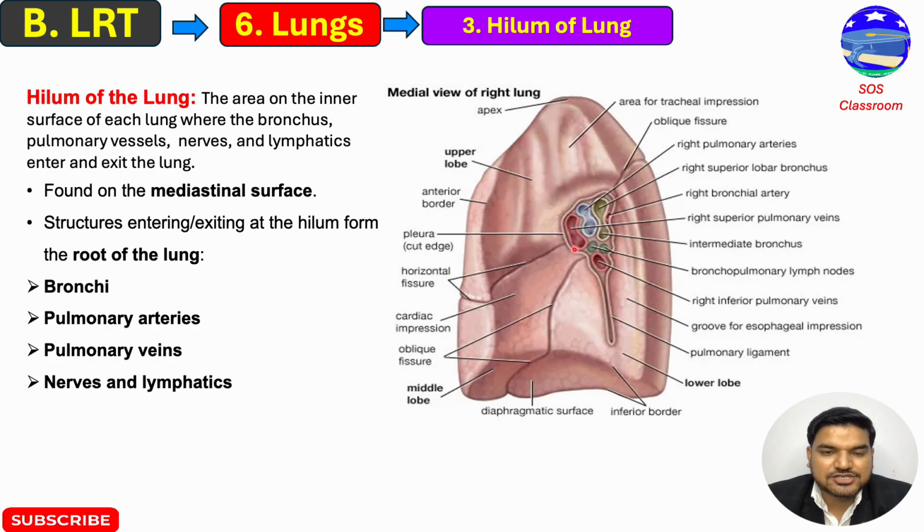There are the right pulmonary artery, oblique fissure, right bronchial artery, right superior pulmonary veins, intermediate bronchus, bronchopulmonary lymph nodes, and right inferior pulmonary veins. So these are the different structures entering the lungs, and some structures exit from the lungs. This portion is called the hilum.